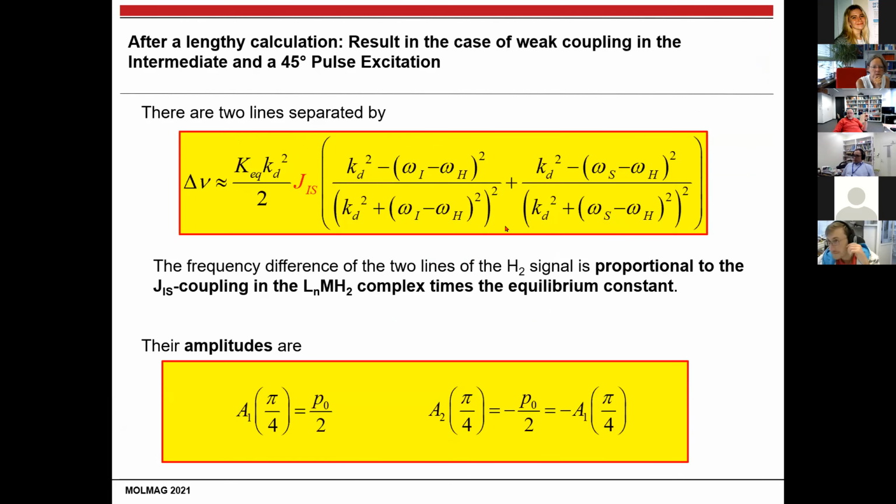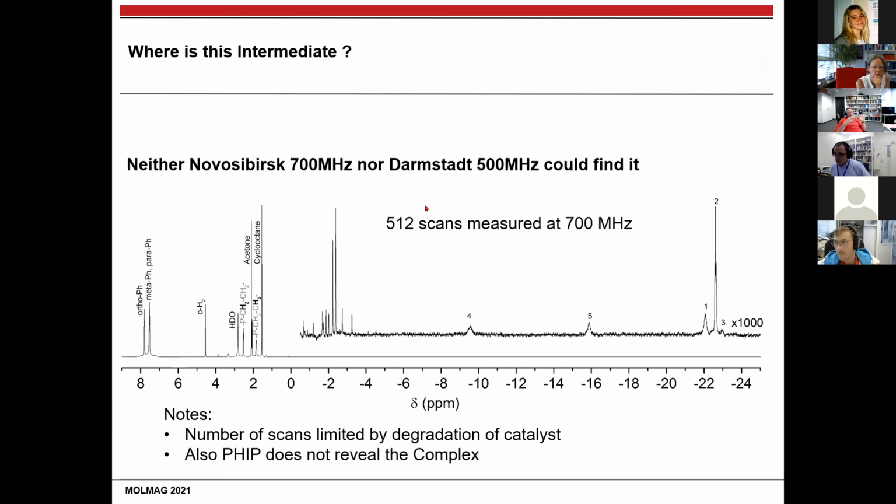And we got this nice formula for this splitting, which you see as the antiphase signal. And then we thought, yeah, okay, but if this is the case, then there also must be some intermediate. So we measured the spectra. We measured it both in Darmstadt and in Novosibirsk and different fields, and we didn't find anything, no intermediate.